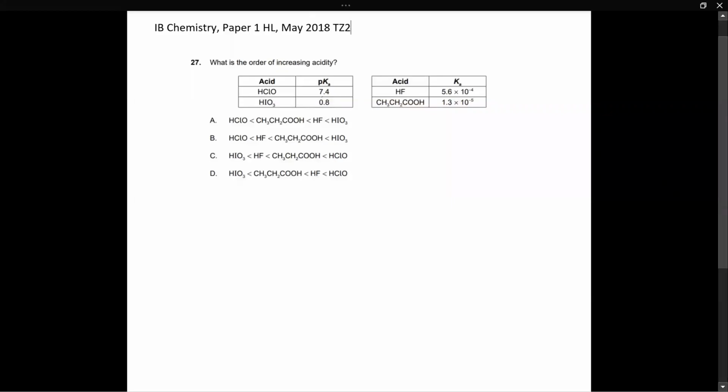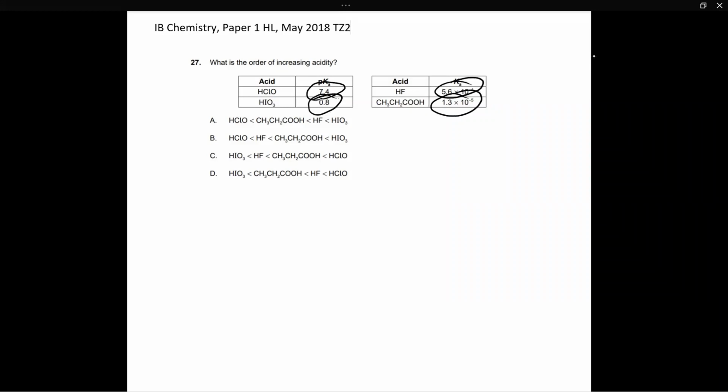In this video, we're going to be taking a look at the IB Chemistry Paper 1 HL from May 2018, and this is from Time Zone 2. And the question in this, which is question number 27, is what is the order of increasing acidity? They have given us four different types of acids, and then they have given us the pKa value or the Ka value for these respective acids.